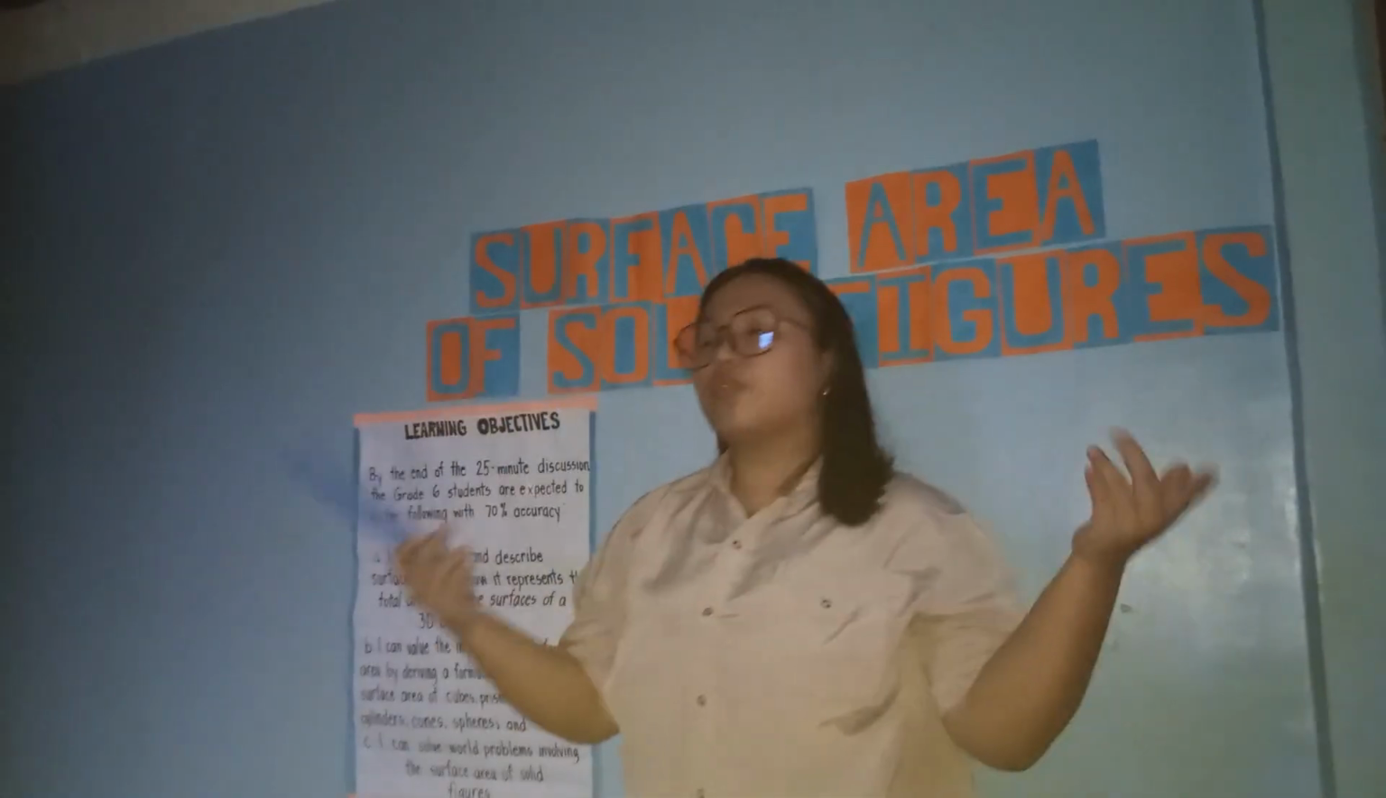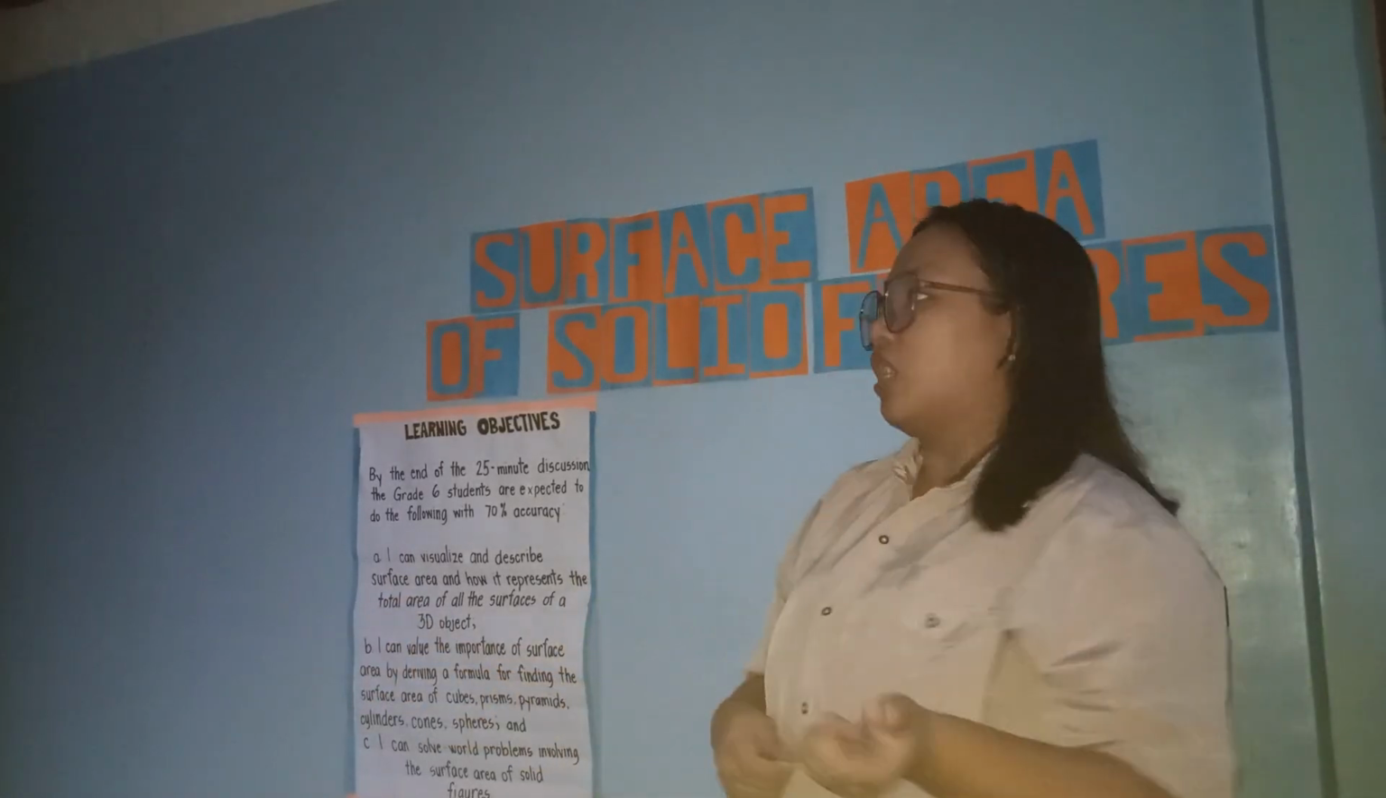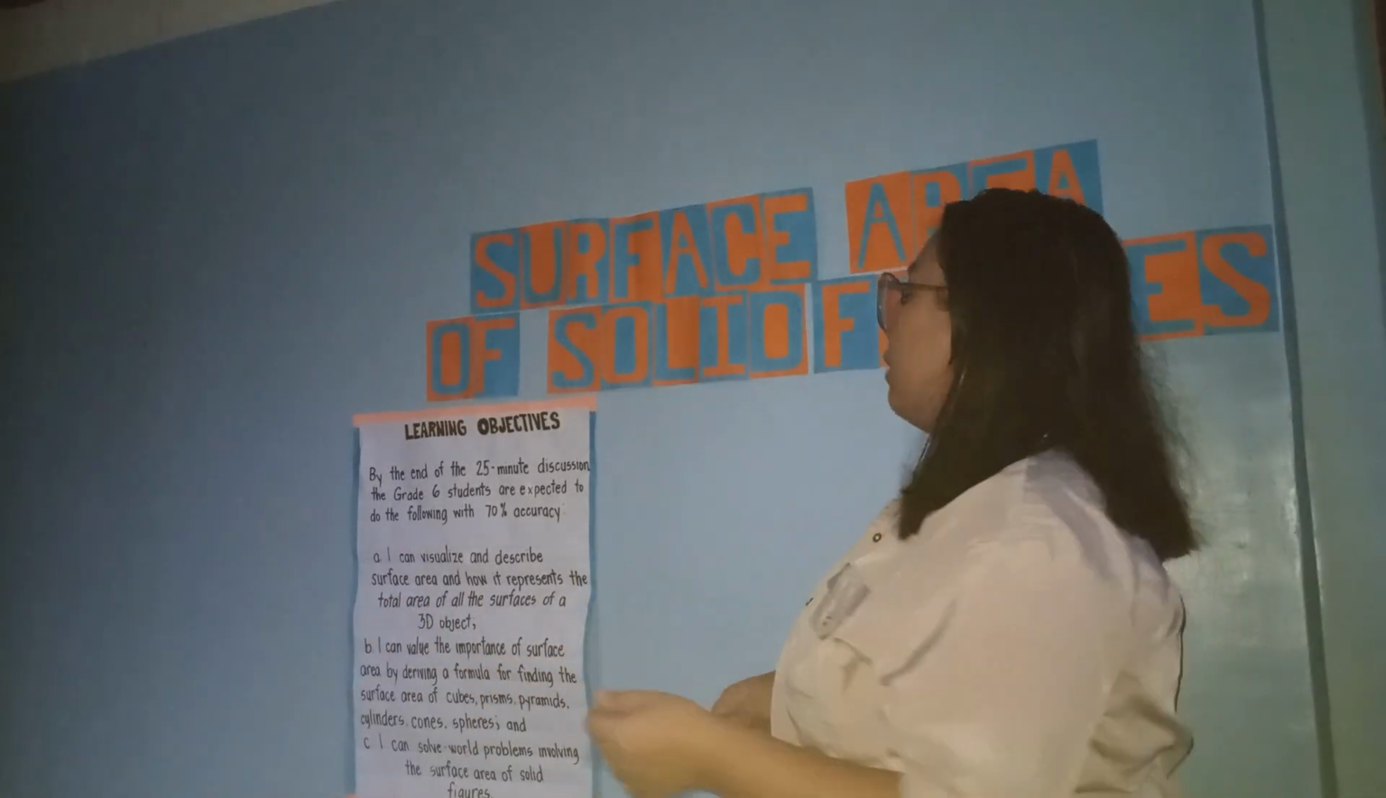For this activity, I need you to group yourselves into three groups, grade 6. I will show you different three-dimensional shapes, and I want you to guess the name of these three-dimensional shapes. Are you ready? Get your pens and paper, and we will start in 3, 2, 1. Good luck! Before we start with our activity, let us first read our learning objectives for today.